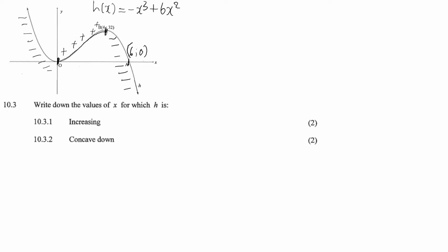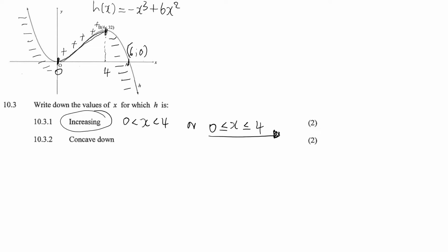All right. So for which values of x will h be increasing? We can see it's between this turning point when x is 0 and this point here, because this is the portion where our graph is increasing, where x is 4. All right, so we can say it's when x is between 0 and 4. You can include those points to say x is greater than or equal to 0 and less than or equal to 4. So it's between that interval. That's actually how you determine that. All right, let's go to 10.3.2. They said determine the values of x for which h is concave down.